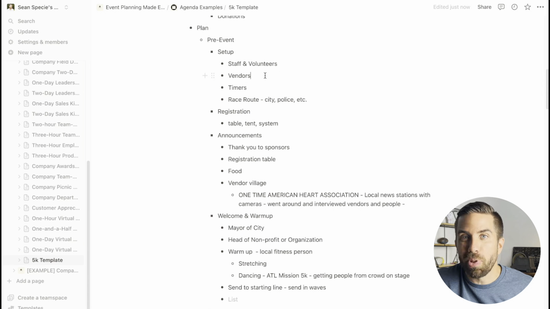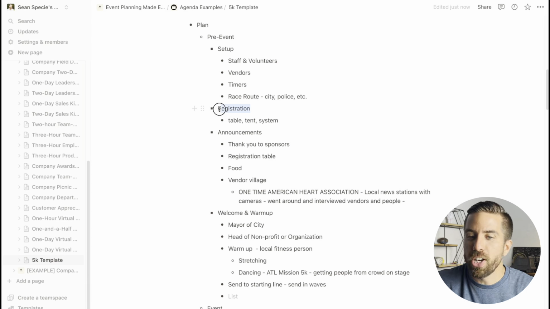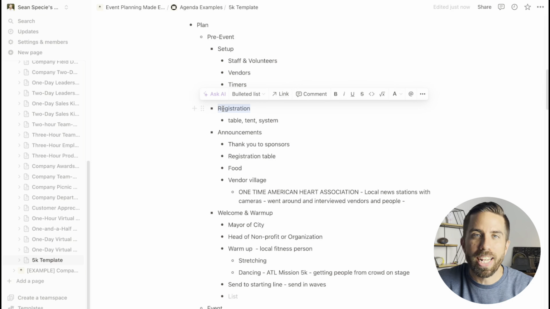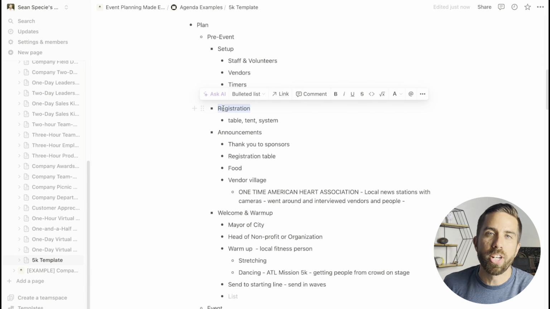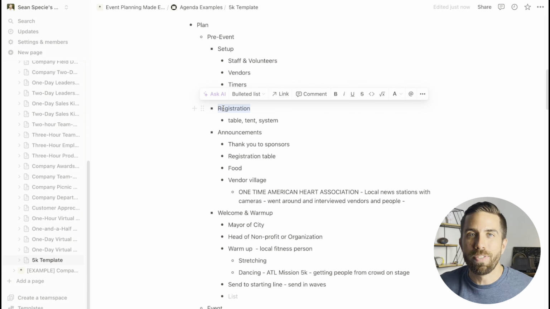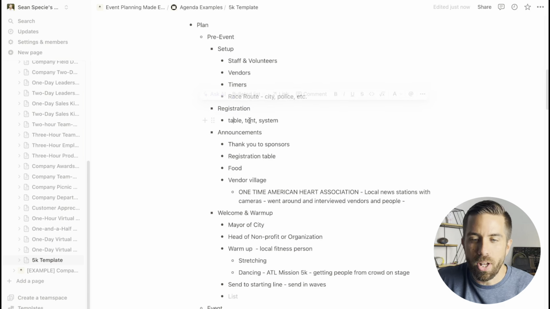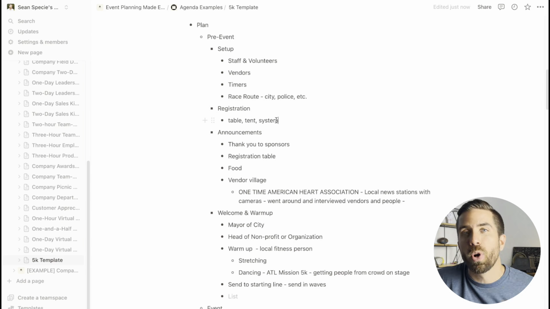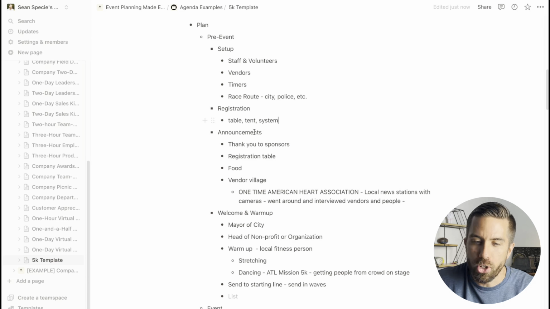And then during the pre-event phase, I also need to think about registration. Where are they going to check in, sign in? Maybe they've already bought their race bib or their entry online, or maybe they have not. So I need to have a table, a tent, and I need to have a system where I am collecting new registrations as well as checking people in who have pre-registered.